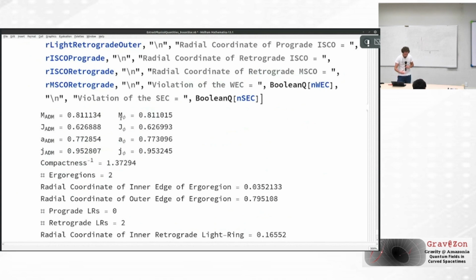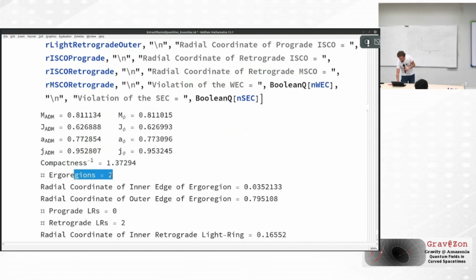And since it is a boson star, this will be exactly equal to the Komar integrals. So as you can see, they agree quite well. The same for the angular momentum. Then you can compute, for example, the reduced angular momentum and the spin of the boson star. Then here you can see the compactness. Since the inverse of the compactness is bigger than 1, it's less compact than a black hole, as it should.